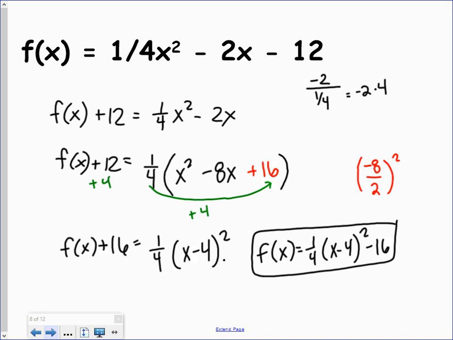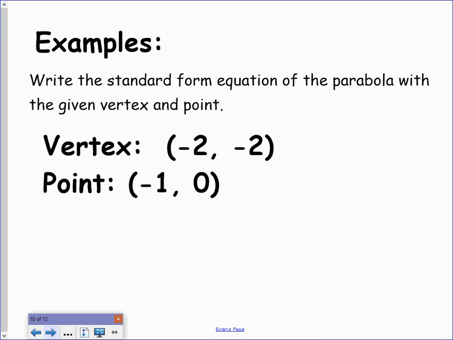Okay, we've got one other quick example that we want to look at. And I won't take up a whole ton of time so that I can pass back the test. It says write the standard form equation of the parabola with the vertex and point. So remember, when it says standard form, it means the one with A, H, and K now. So think about a plan for this. If you're given the vertex and a point, what can you do with those things?